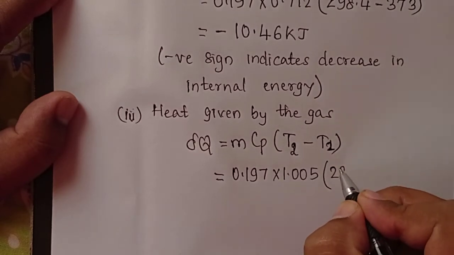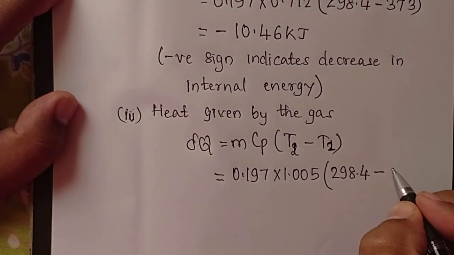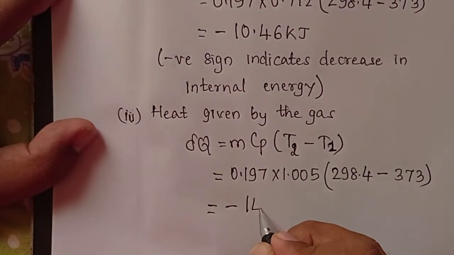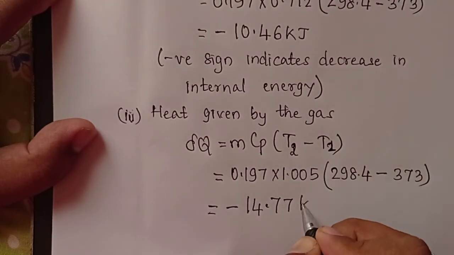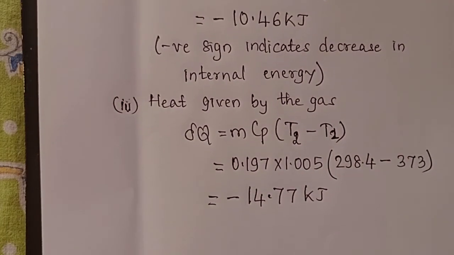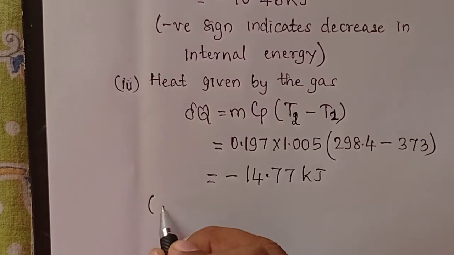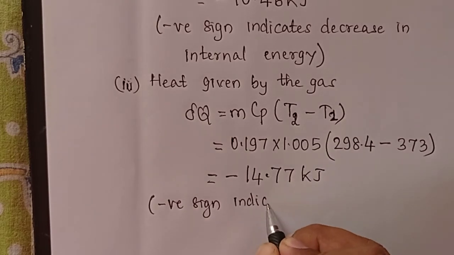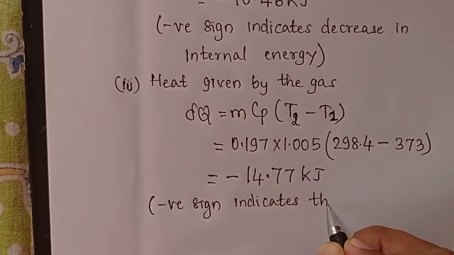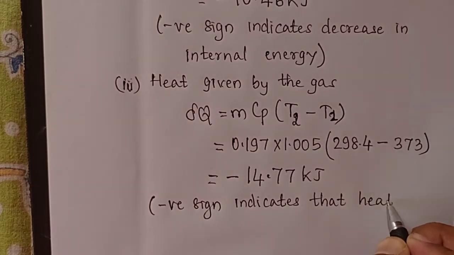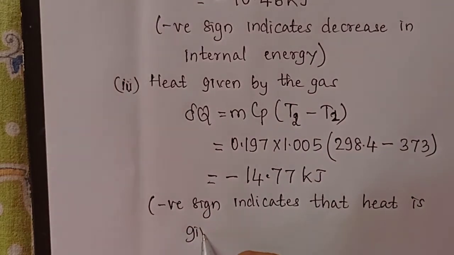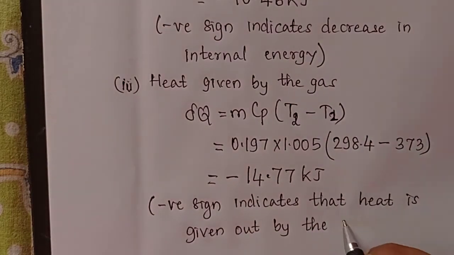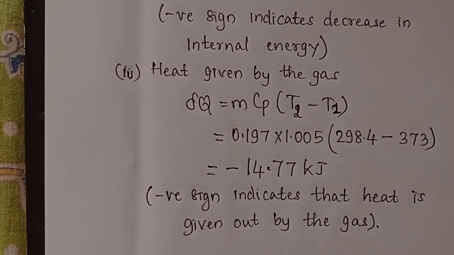So M CP (T2 minus T1) will give me the answer, that is 0.197 into CP, which is 1.005, into T2, which is 298.4, minus T1, which is 373. You will get the answer as minus 14.77 kilojoules. Similarly, here also the negative sign indicates that heat is given out by the gas, or heat is released by the gas.